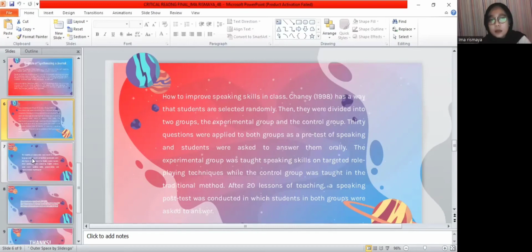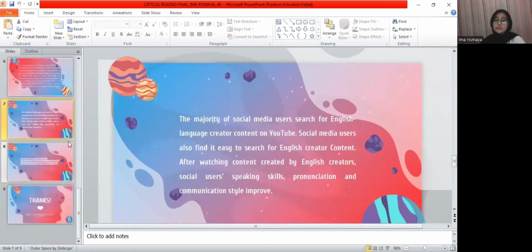And the next, the majority of social media users search for English language created content on YouTube. Social media users also find it easy to search for English created content. After watching content created by English creators, social users' speaking skill, pronunciation, and communication style improve.